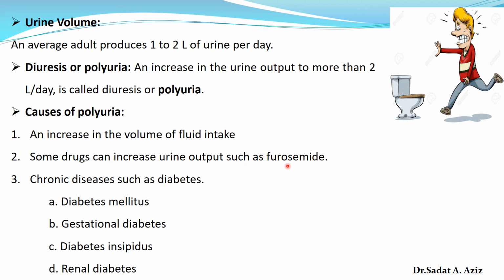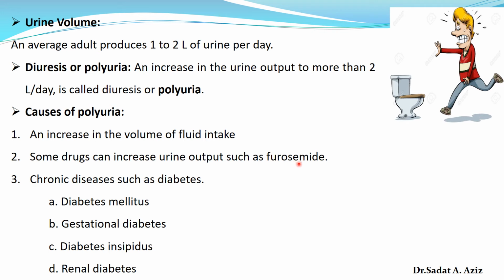And the second factor might be related to some drugs and treatments, such as furosemide, which is a diuretic agent. It can be used as a treatment for patients who have cardiovascular defects, such as congestive heart failure, or other types of heart failure. So when a person is taking this drug, we expect an increase in the urine output. The increase in the volume of the urine output in this case depends on the effect of this drug.